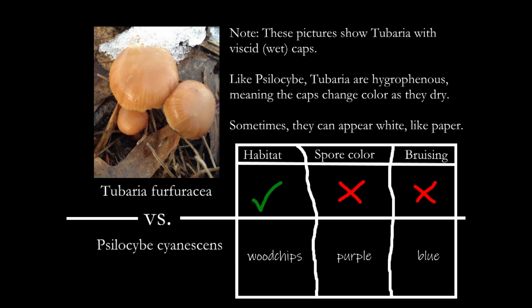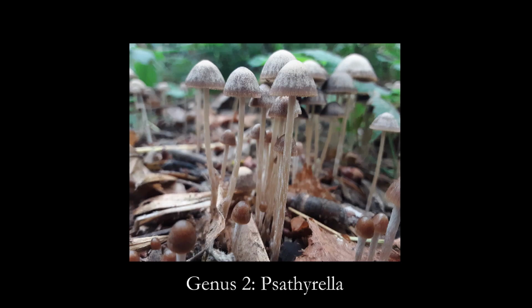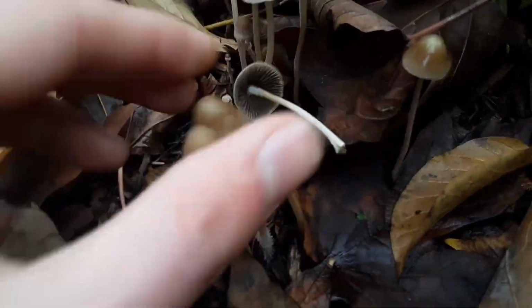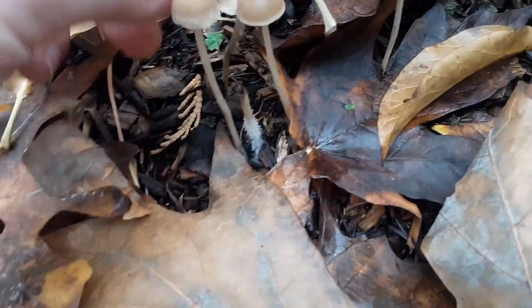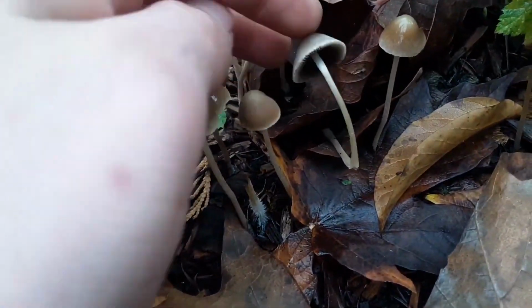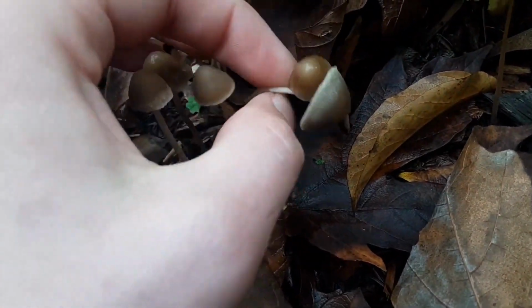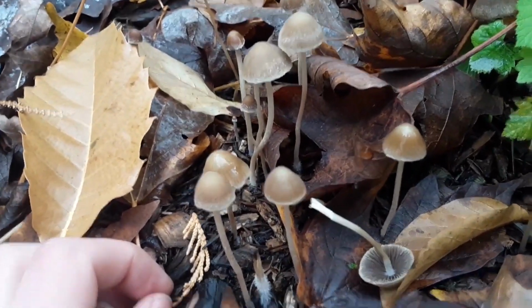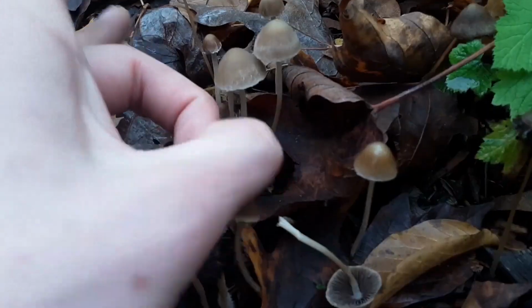Number 2. Psathyrella. Psathyrella is a large genus comprising over 400 species. Psathyrella are extremely common, variable in appearance, and tricky to identify as species. Like Psilocybe species, their spores are dark, sometimes purple. The name Psathyrella comes from the Greek word psathyros, meaning friable or easily crumbled. True to the name, members of the genus Psathyrella can be easily recognized by their unusually brittle texture.